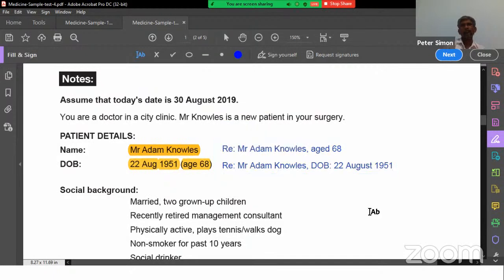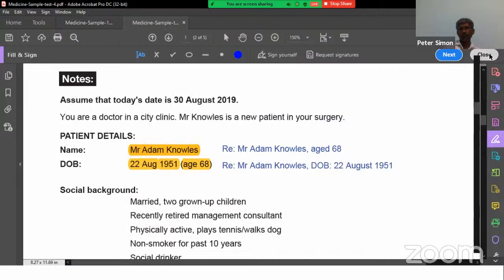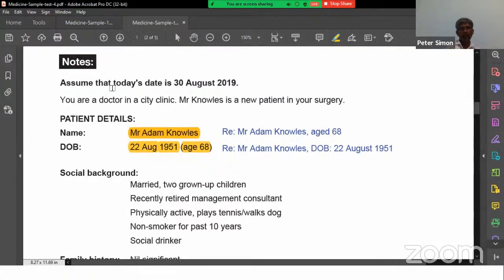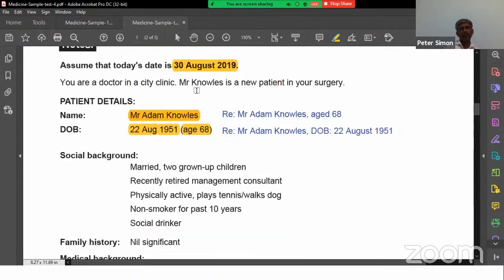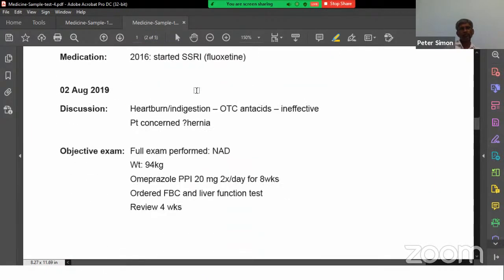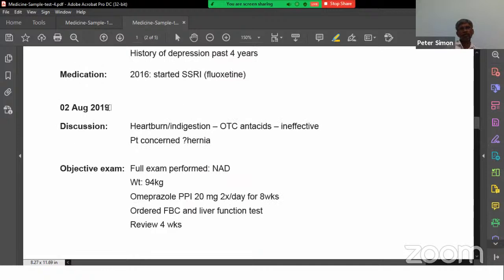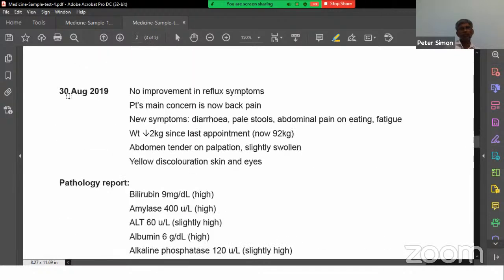Yeah, that's it. So now here, the date is here. Assume that today's date is 30 August 2019. So this is the date that you are going to write. It's telling you, assume that today's date is 30 August 2019, so you have to write this one. If the date is not mentioned there, you can come here and get the address date from here.